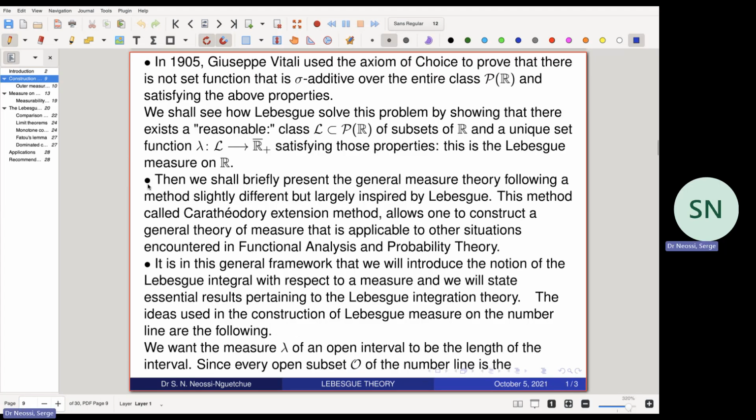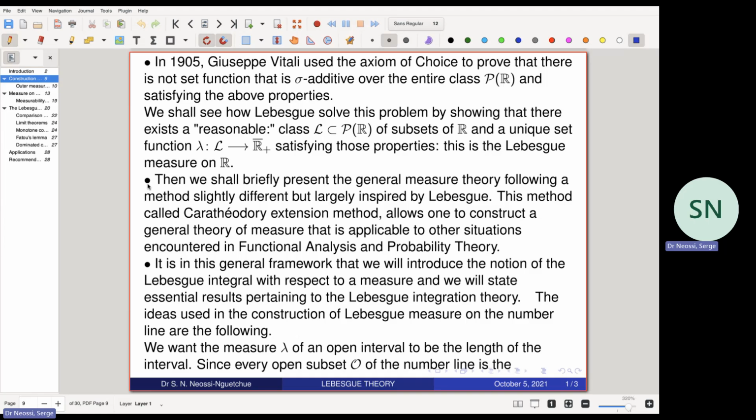Then we shall briefly present the general measure theory following a method slightly different but largely inspired by Lebesgue. This method, called the category extension method, allows one to construct a general theory of measure that is applicable to other situations encountered in function analysis and probability theory. It is in this general framework that we will introduce the notion of the Lebesgue integral with respect to a measure, and we will state essential results pertaining to the Lebesgue integration theory.